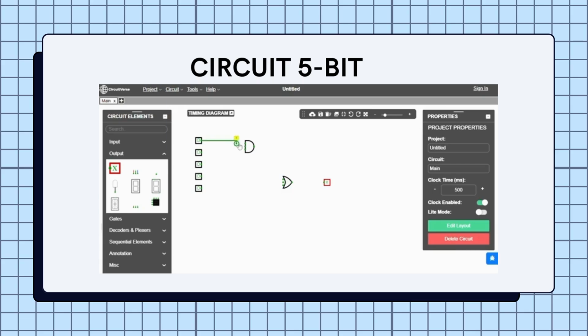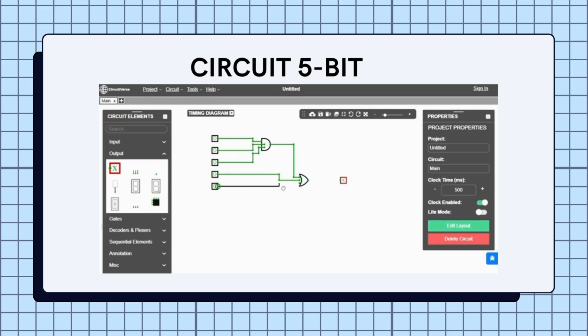Firstly, we connect the first 3 toggles to the AND gate. Meanwhile, the output of the AND gate we connect to the OR gate as an input. We also connect the rest of the toggles to the OR gate. The final output will be the result on the output logic probe.